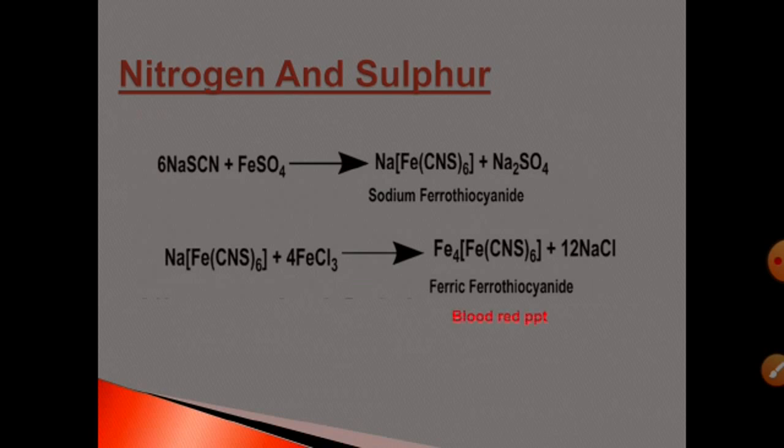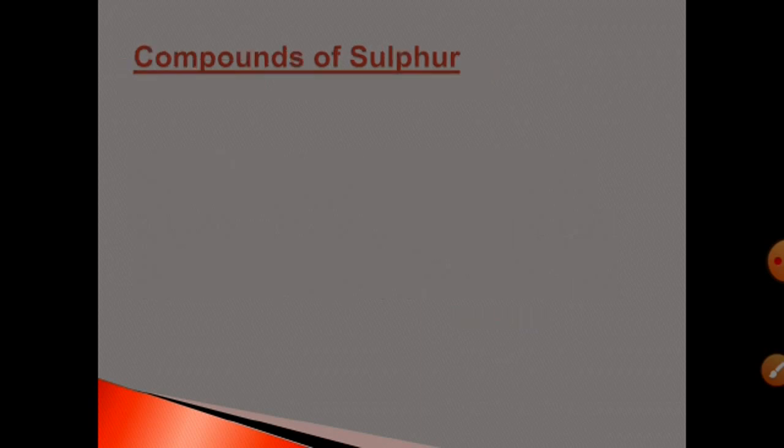So when only nitrogen is present in the organic compound, it gives Prussian blue color. But when both nitrogen and sulfur are present in the organic compound, it gives blood red color instead of Prussian blue color, which proves the confirmation of sulfur and nitrogen.